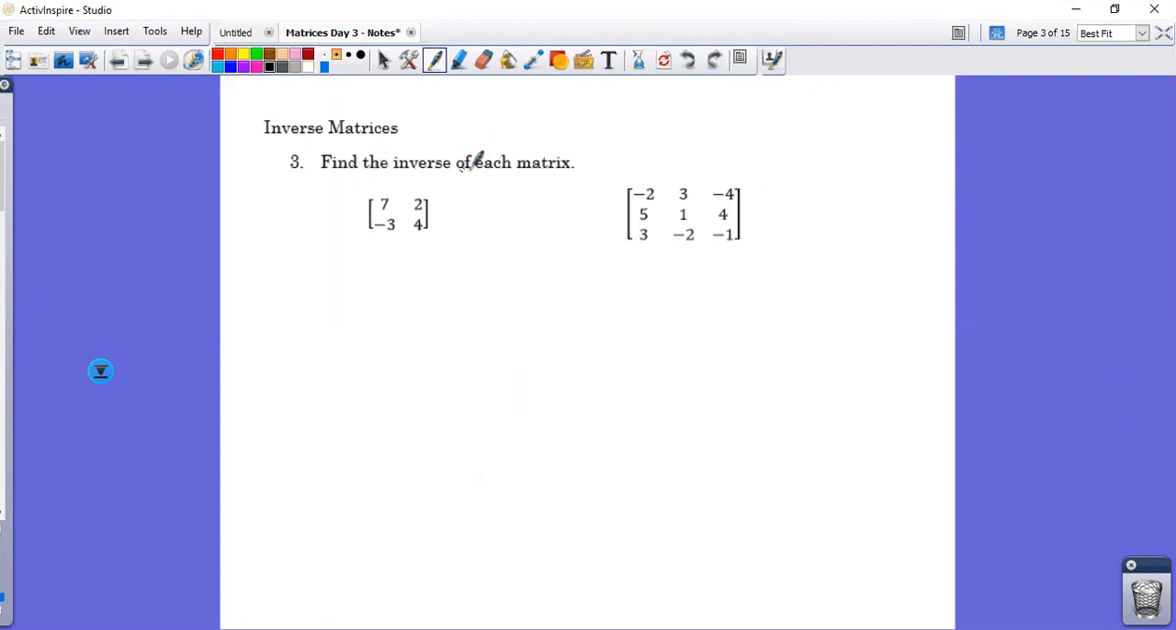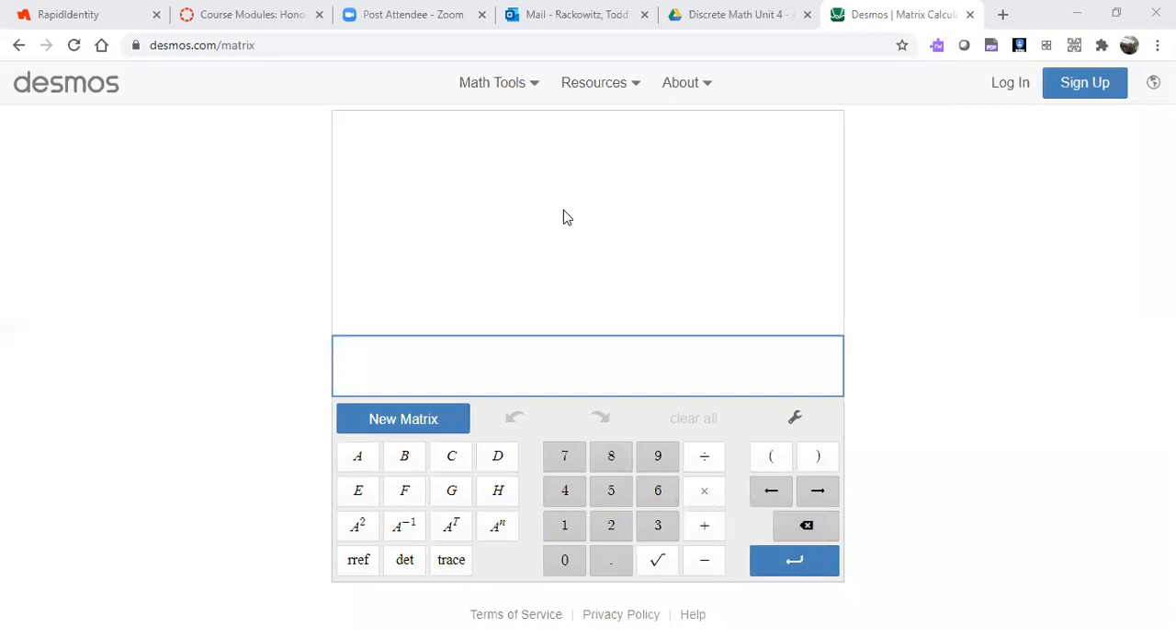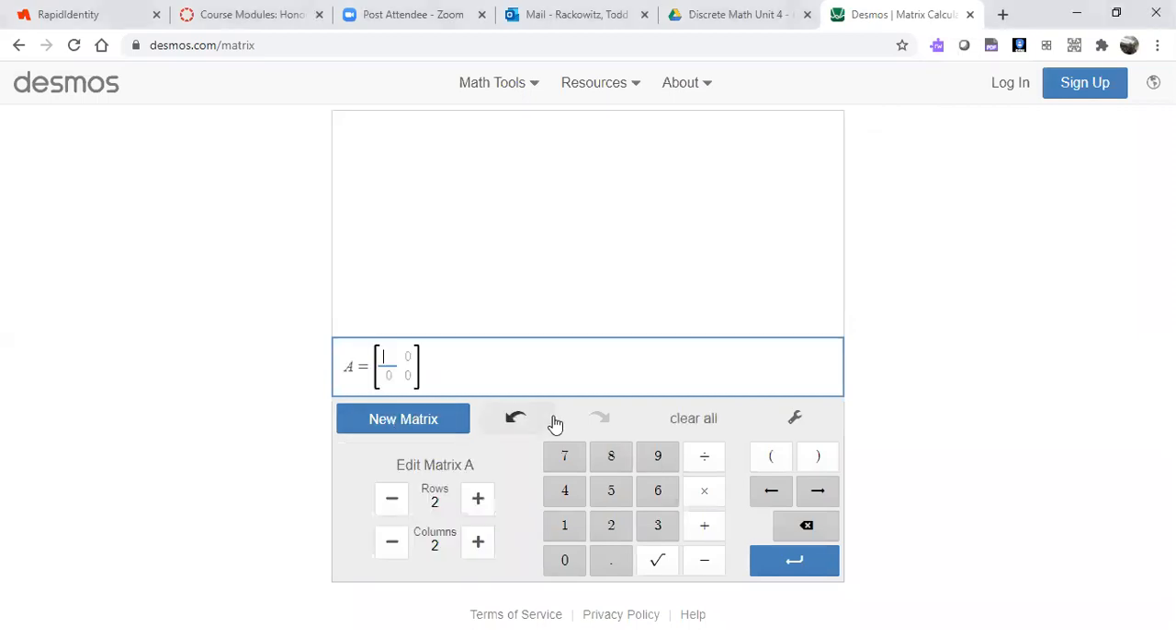So the inverse is what you could multiply this matrix by to get the identity. If it's the inverse, you can multiply it in front or in back, doesn't matter. But to get the inverse, and I have both of these written down, so I'm gonna do them both on Desmos when I go over there, and then come back and we'll write the answer. So in Desmos, you're going to do a new matrix.